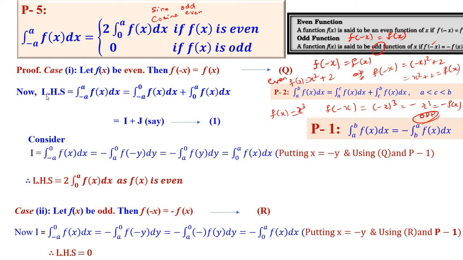Now we shall consider the LHS, which is integral minus a to a f of x dx. We can rewrite that by using P2. Whenever we have a number lying between a and b, it can always be introduced. So on the x-axis, with minus a here and a here, we take 0 between them: minus a to 0 and then 0 to a.